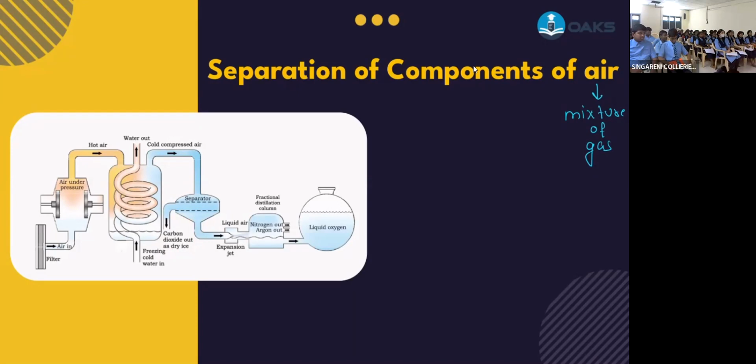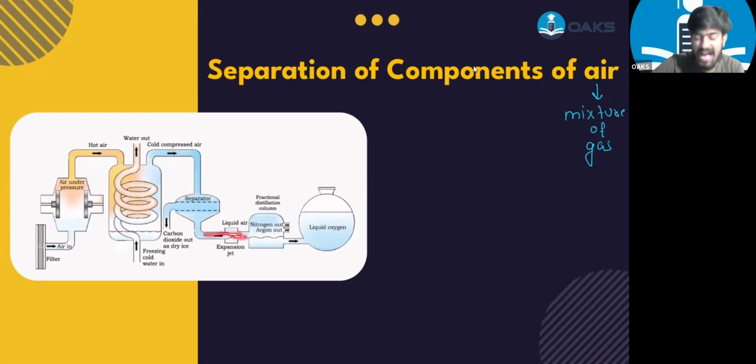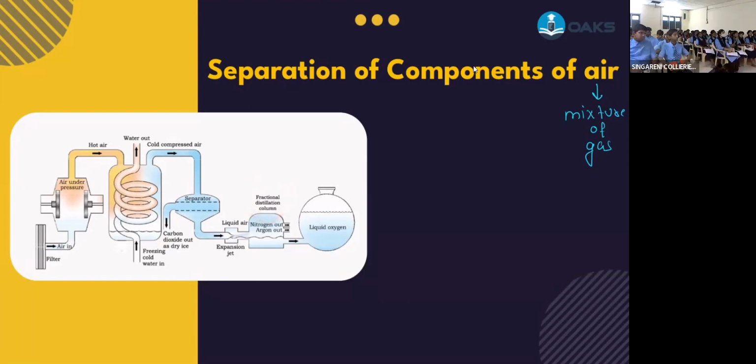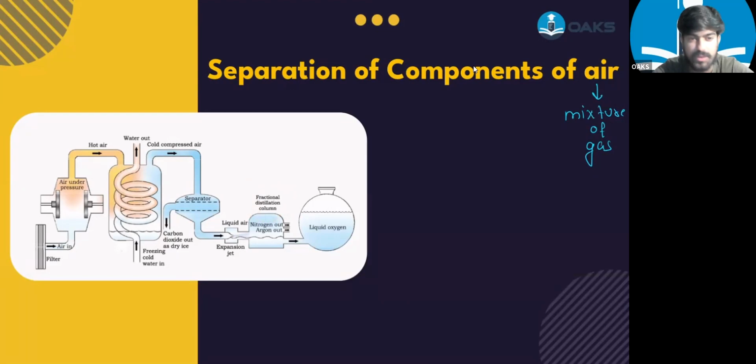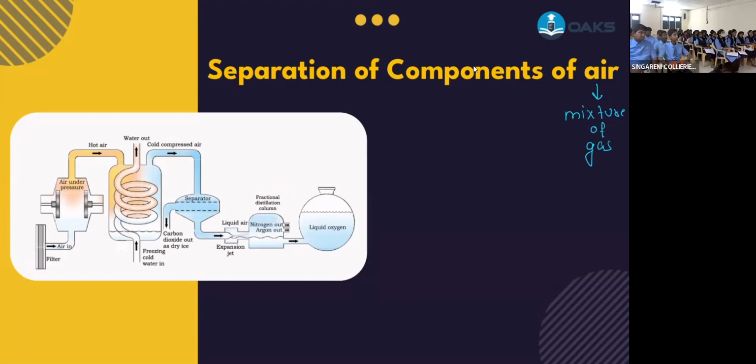Now, the remaining particles are then moved, and we use the method known as fractional distillation. So we are going to check the boiling points of nitrogen, argon and oxygen. They have different boiling points, and their difference in boiling points is less than 24 degrees Celsius. So we are going to use the fractional distillation method to separate all the other components. Yes or no? Yes, sir. Clear to everyone? Yes, sir.